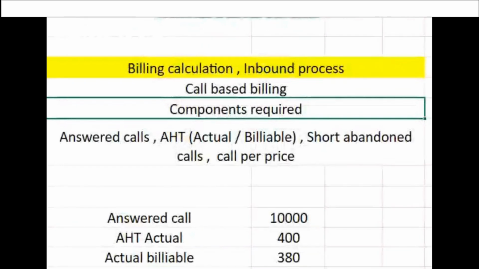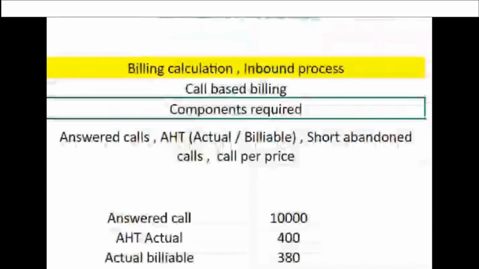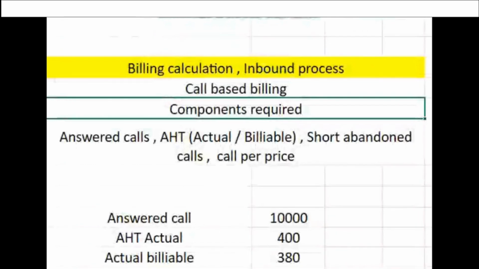After that, we have short abandoned calls, which are calls that have been abandoned within a threshold. The threshold could be 5 seconds or 10 seconds, depending on the agreement between the call center and the client. I have already made videos on answered calls, AHT, and short abandoned calls, so if you want to know more about it, please try to watch all these videos.